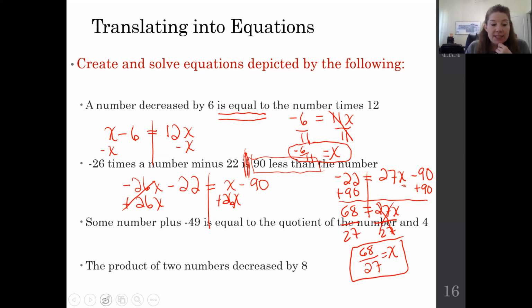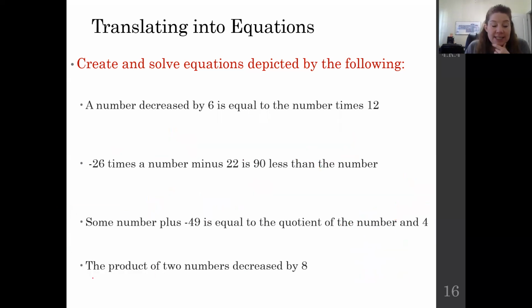All right, let me get rid of all this. All right, some number plus 49 is equal to, so here's our equal sign. So let's deal with this side first. Some number plus negative 49, or I could have just written x minus 49, is equal to the quotient of the same number and 4. So what does quotient mean? Division, the quotient of the number and 4.